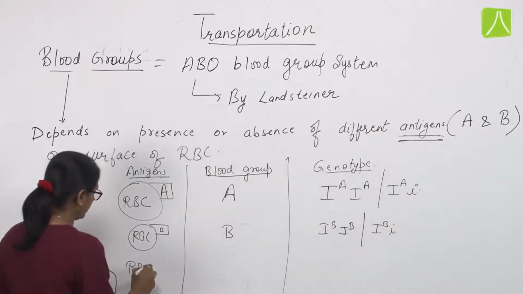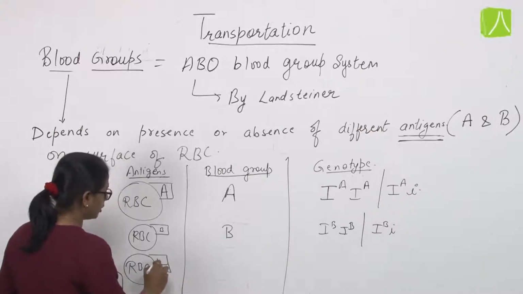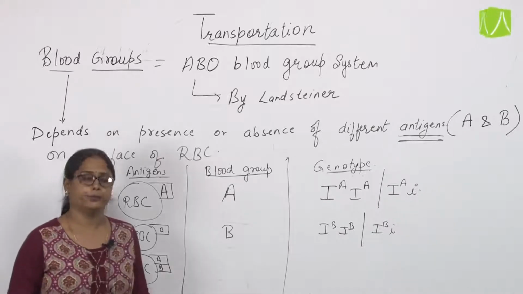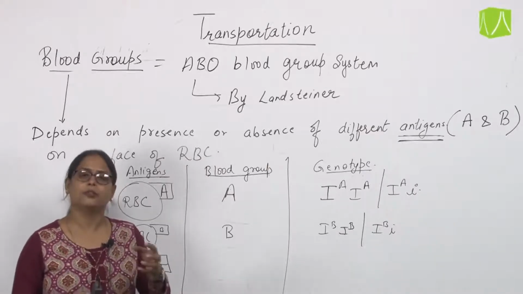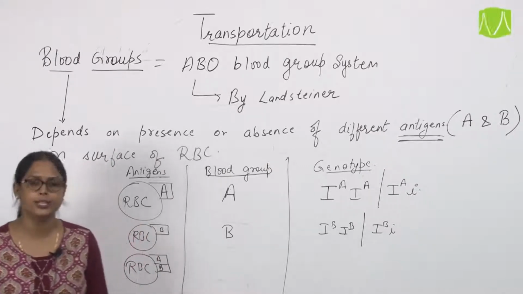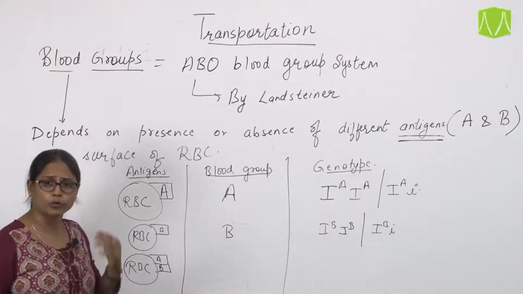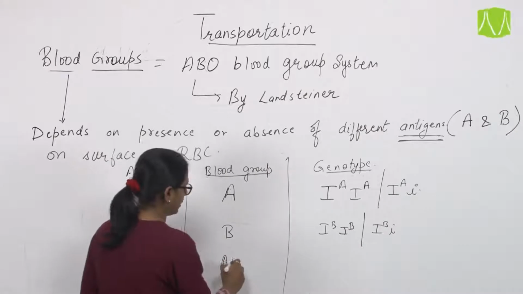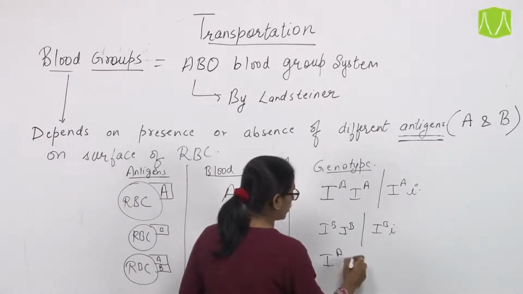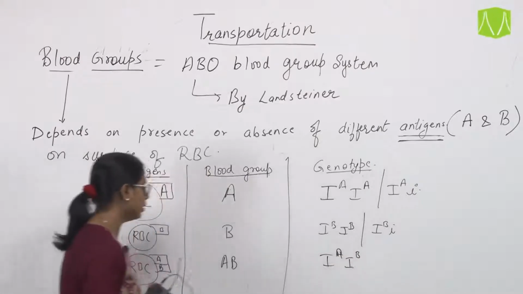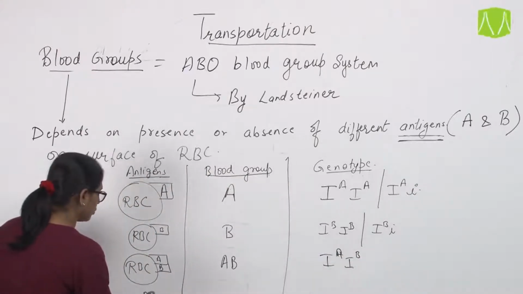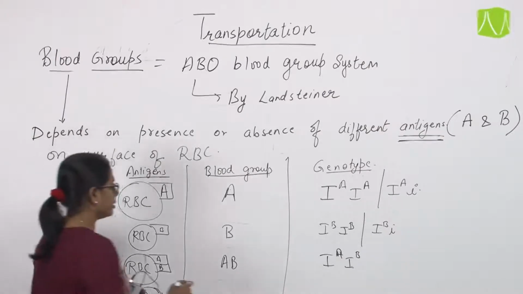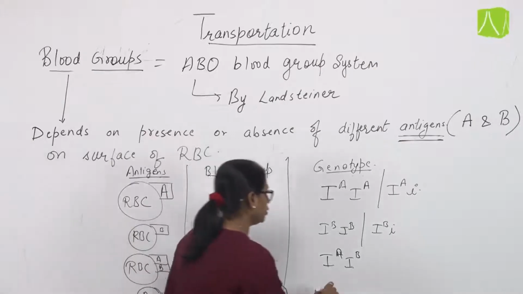Similarly, if both antigens are attached on RBC, that means both types of enzymes are synthesized, that means both types of enzymes are expressed by the DNA to attach both types of antigen on the surface of RBC, then it has the blood group AB, and its genotype is only one type, IAIB. And if the RBC surface does not have any antigen on its surface, then the blood group is considered as O, and its genotype is only small i.